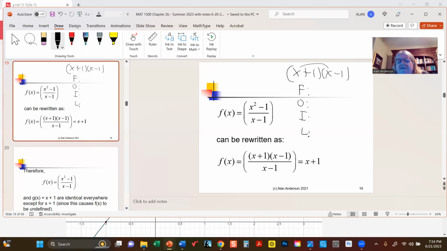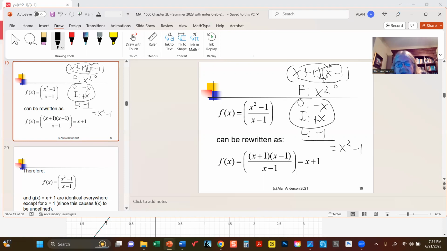All right, here's f. x squared, the outer terms are these two, negative x, the inner terms are these two, positive x, and the last two terms are these two. These cancel each other out, and then we do indeed end up with x squared minus 1. So what that means then is this thing reduces to x plus 1.